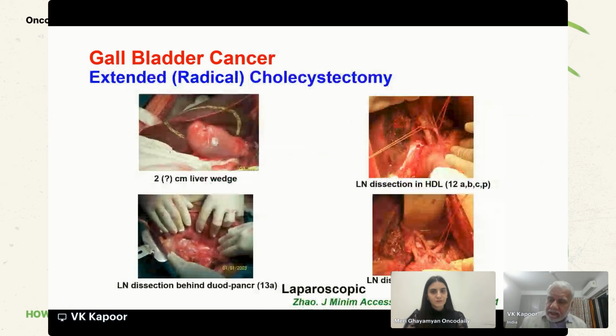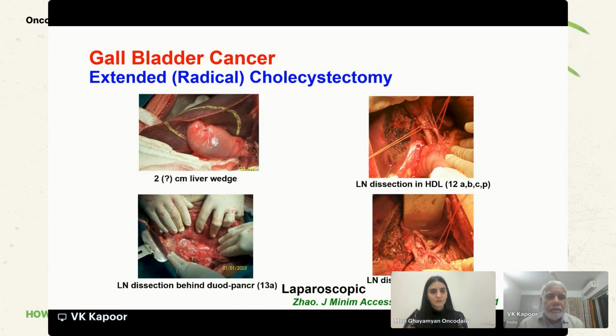Now, if staging laparoscopy does not show any peritoneal dissemination, the standard treatment for gallbladder cancer with limited liver infiltration is what is called an extended or a radical cholecystectomy. It includes the gallbladder with a 2 centimeter wedge, which is a conventional marking. There is no evidence. It could be 1 centimeter, it could be 3 centimeter, depending on the liver infiltration.